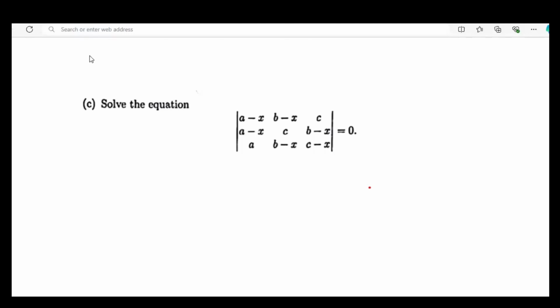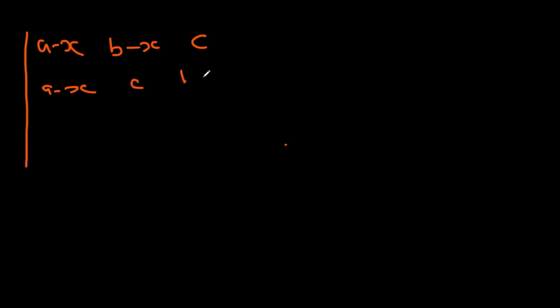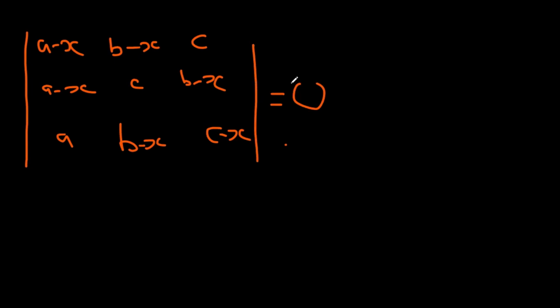So we've been given the equation. Let me just write it here again. We've been given a minus x, b minus x, and then c; then a minus x, c, and then b minus x; and then a, b minus x, then c minus x. We've been told that the determinant for this is equal to 0. So how can we solve this?